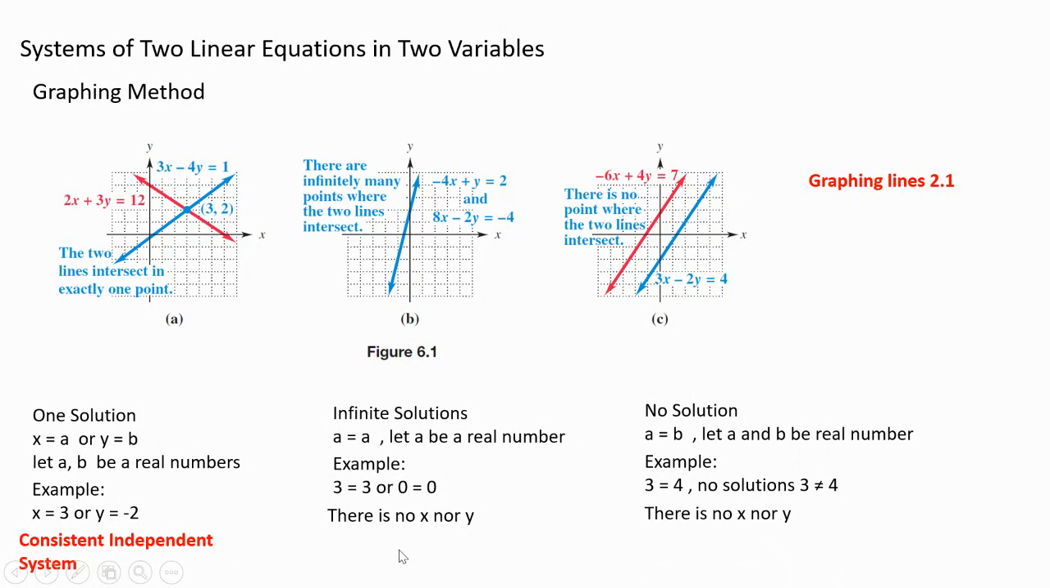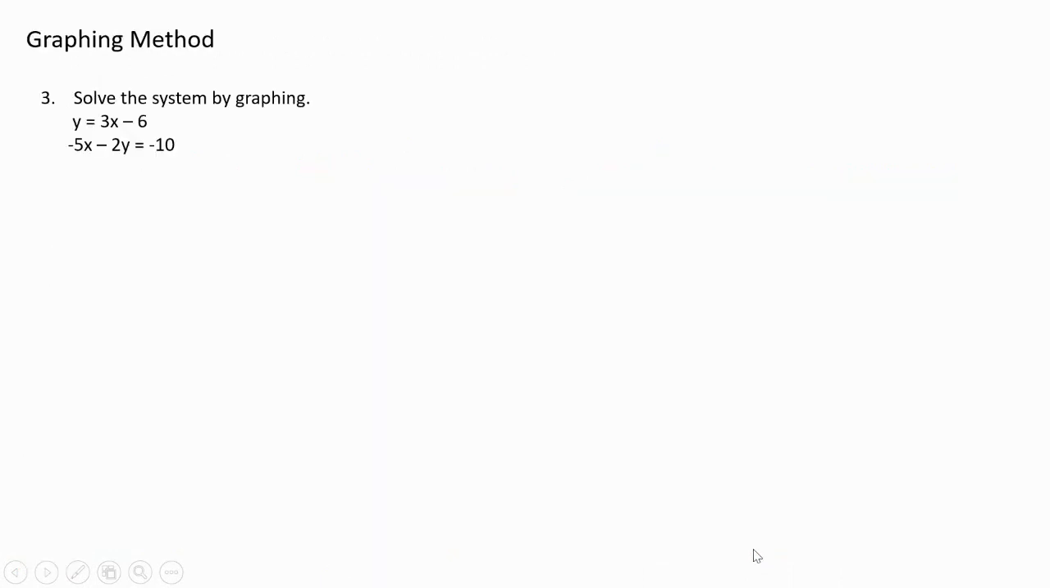Like for example, for B, that one is going to be consistent dependent. Okay, and when you have no solution, it is called inconsistent. These are different names for each one of these. For example, one solution, consistent and independent. Infinite solutions, consistent and dependent, and no solution means an inconsistent system.